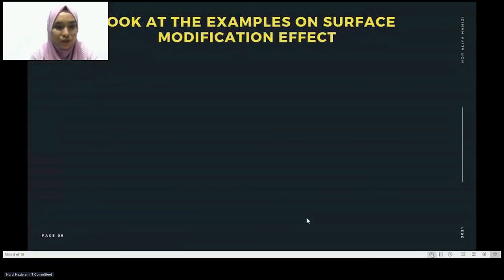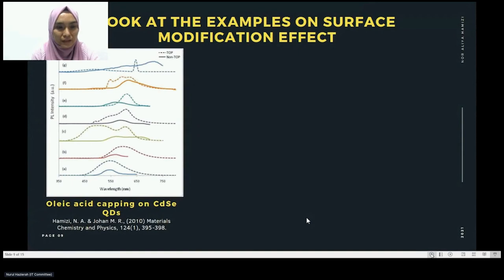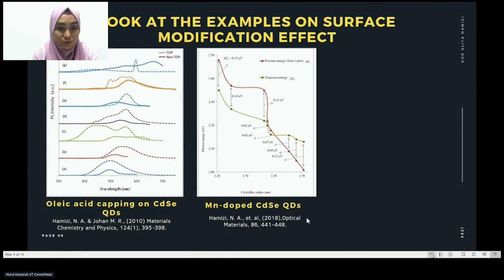Now, let's look at the example on the surface modification effect. The introduction of oleic acid capping to the cadmium selenide system shows typical absorption and emission evolutions of semiconductor material. Manganese doped cadmium selenide shows unique temporal evolutions of optical structure, smaller quantum dot with a strong Stokes shift transition, and larger quantum dot shows anti-Stokes shift transition. This band gap structure modification is expected to be induced by lattice strain upon introduction of the manganese dopant into the cadmium selenide lattice.